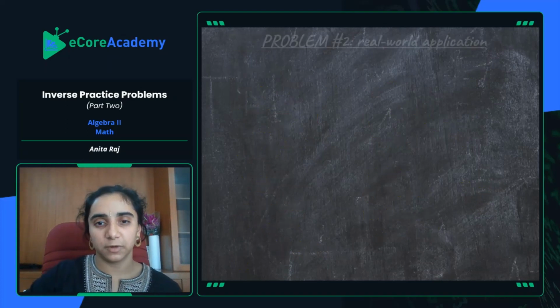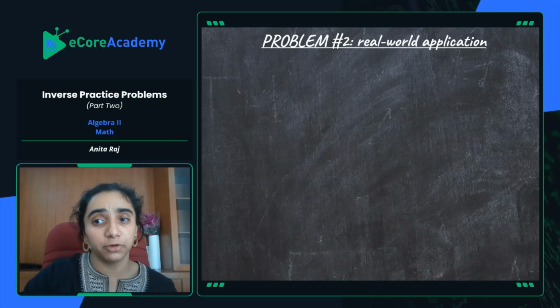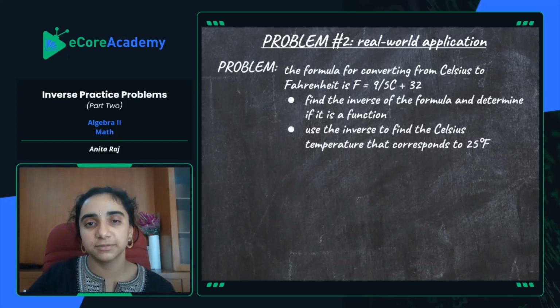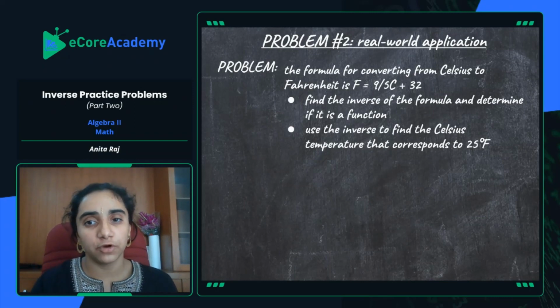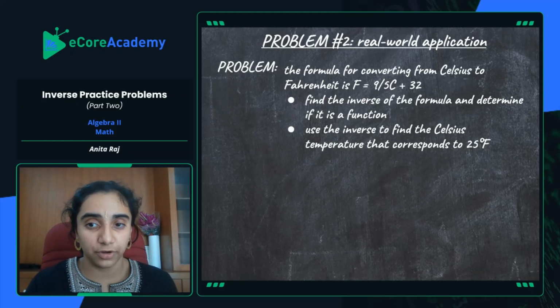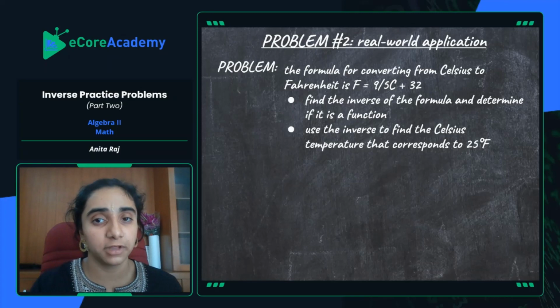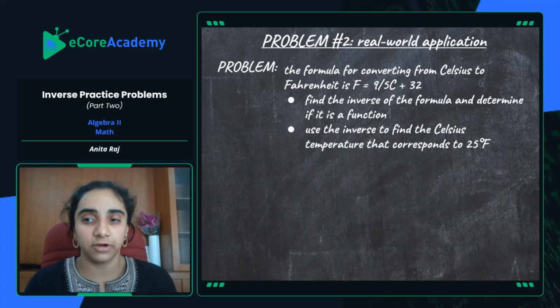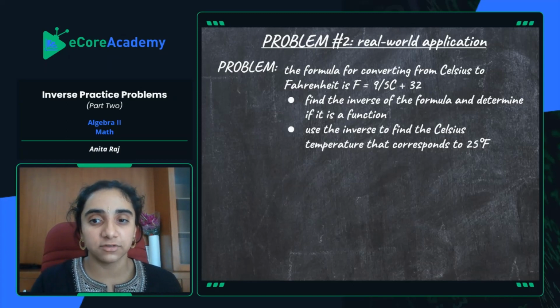So let's move on to the next problem. Problem number 2. This is going to be our real-world application. Here's the problem. I know it looks kind of long, but it really is pretty straightforward. So we're going to look at the formula for converting from Celsius to Fahrenheit, which are both ways to measure temperature, and the formula is F, which is Fahrenheit, equals 9/5 C, which is Celsius, plus 32. So this is the formula we're being given. This is the actual formula to calculate and to convert between Fahrenheit and Celsius. What we're being asked is to find the inverse of the formula and determine if it is a function.